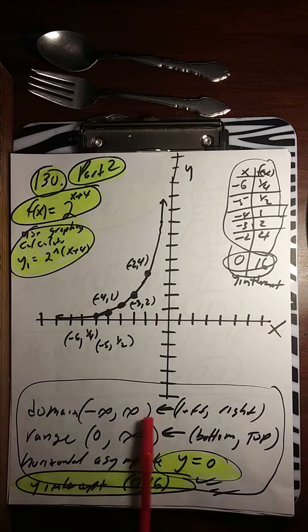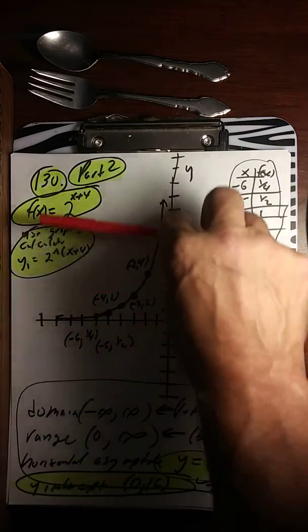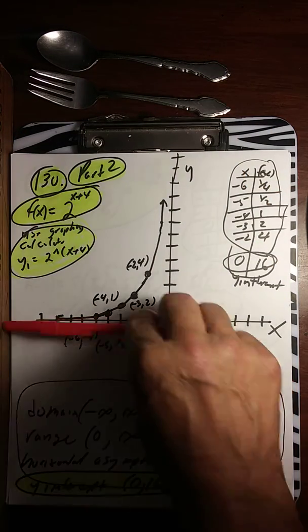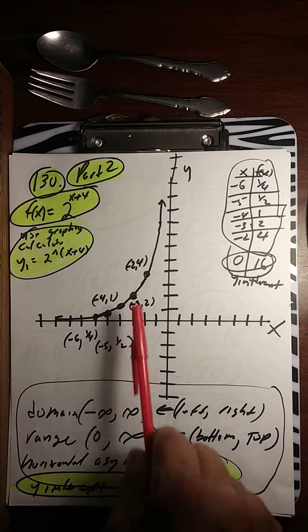So, domain negative infinity to infinity, range is 0 to infinity. Horizontal asymptote, y equals 0, in other words, it goes below this. And the y-intercept is 0 and way over there, 16.